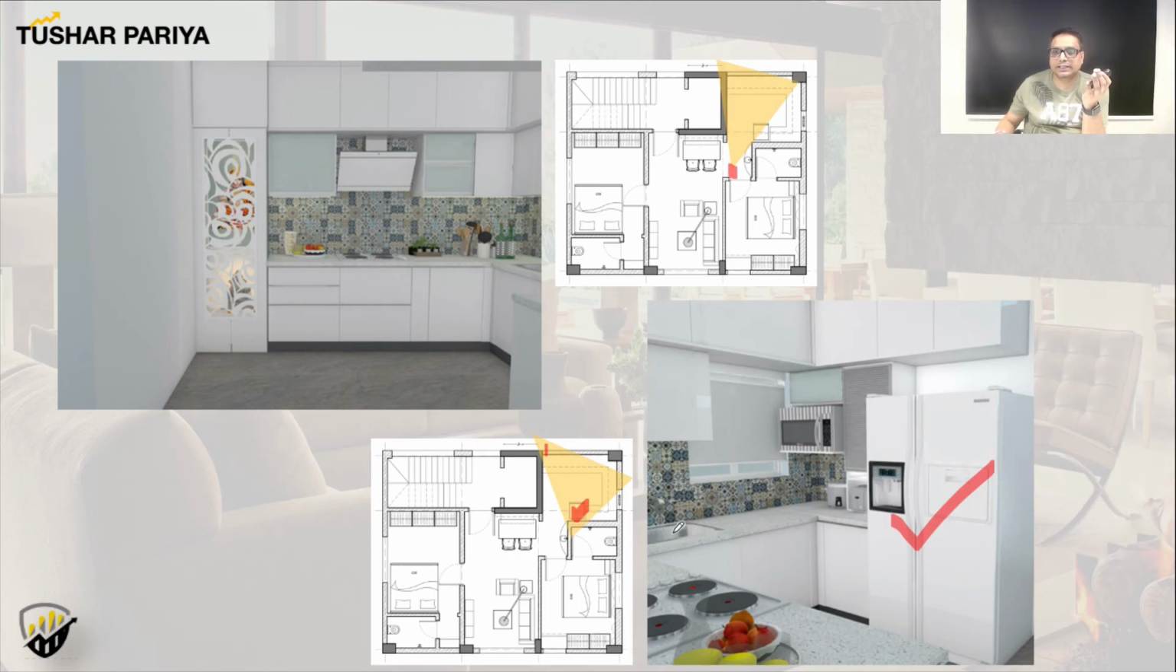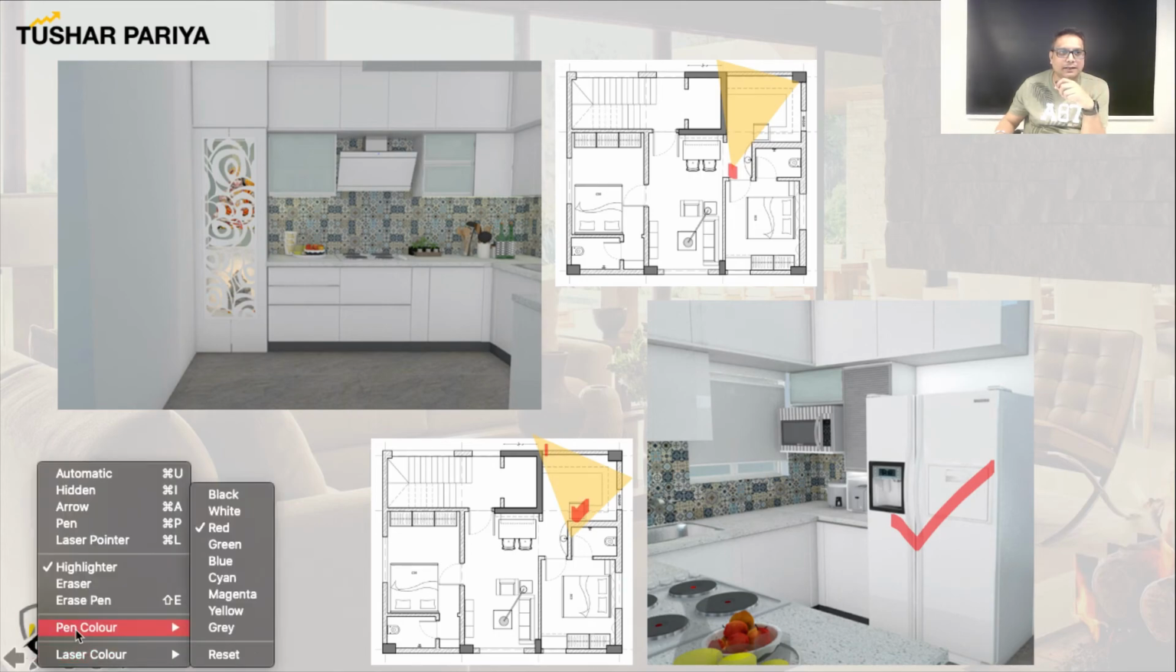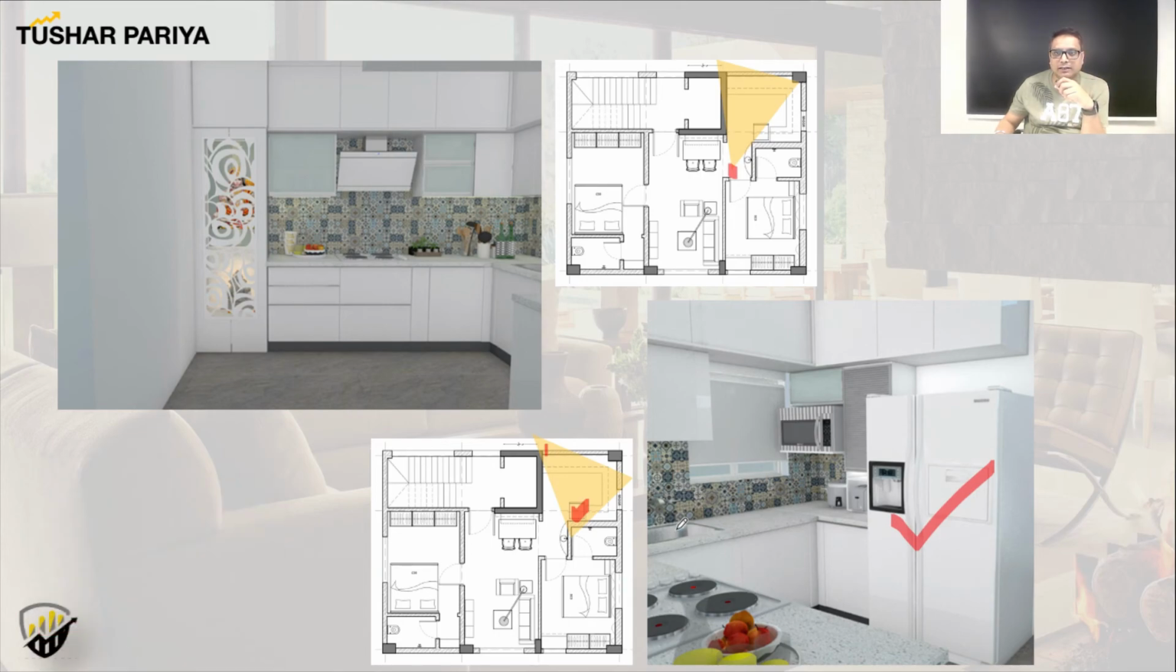Guys, here also you can see that there is a triangle happening. I'll use another pen. Okay, I'll use the magenta. So magenta is coming. You can see the triangle happening: the fridge, sink, and the hob here. And that is clearly seen in the 3D views. And here the client understands where the hob, the sink, and the fridge are coming.